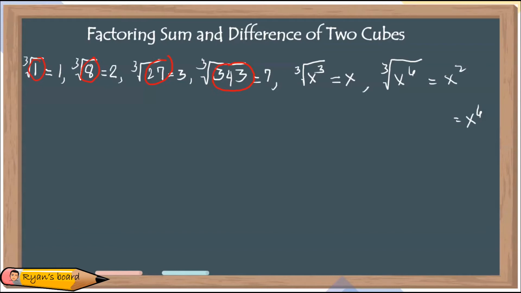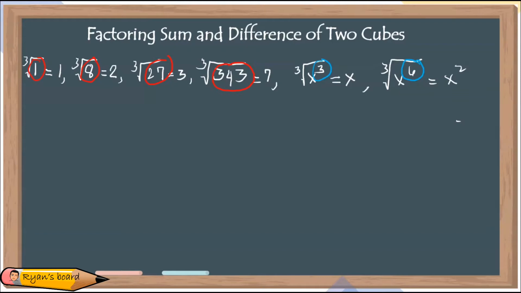Now, ang tip ko sa inyo, para malaman kung perfect cube yung isang variable, ay kapag ang exponent niya ay divisible by 3: 3, 6, 9, 12, 15, lahat yan perfect cube. Now, to get the cube root ng exponent, we simply divide by 3.